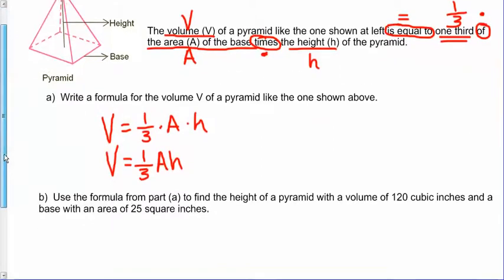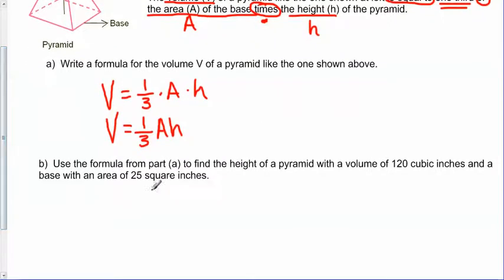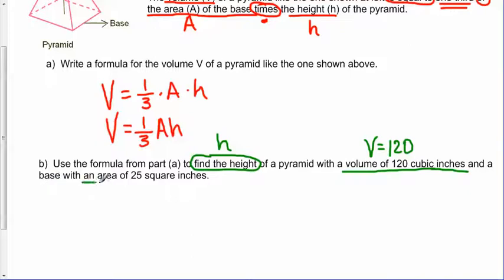Now we're being asked to use the formula. So let's do that. What have they told us? We're going to find the height. So I'm going to mark that. Find the height, and remember, the height was given using the variable h, of a pyramid with a volume of 120 cubic inches. So they're telling us that the volume is going to equal 120 cubic inches. So V is going to be 120. And a base with an area of 25 square inches. So A is going to be 25.